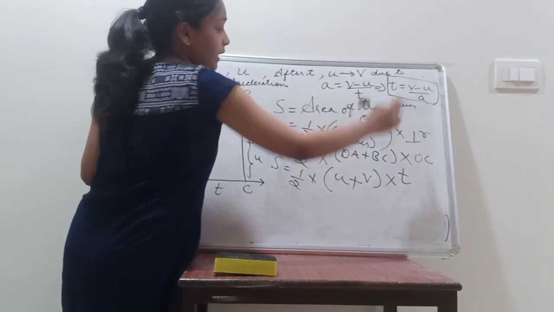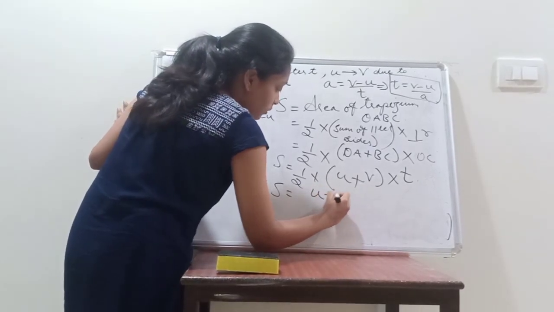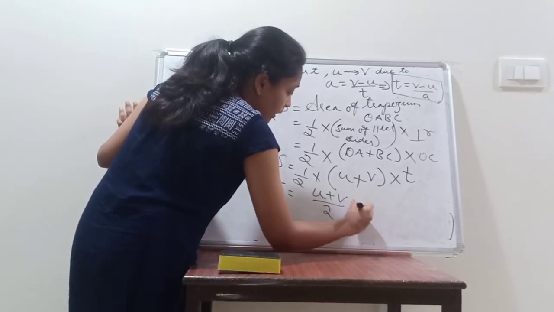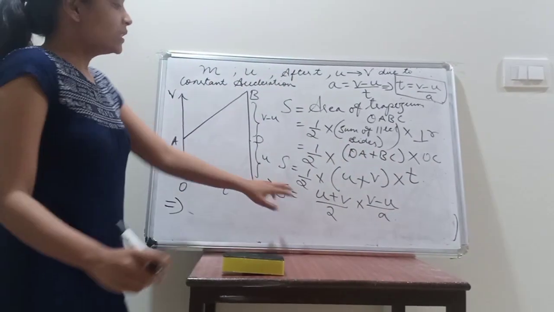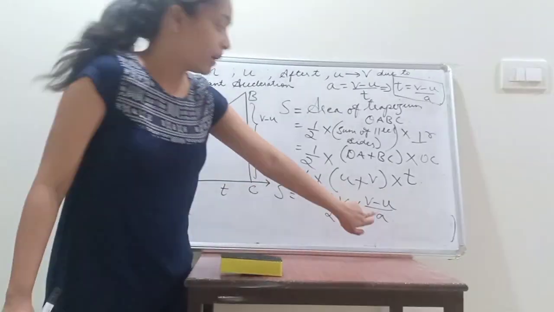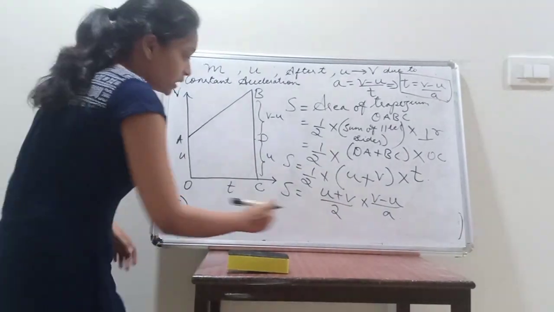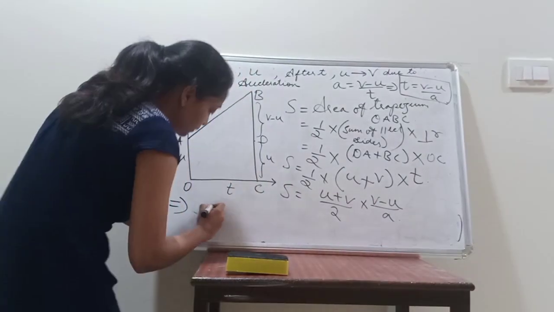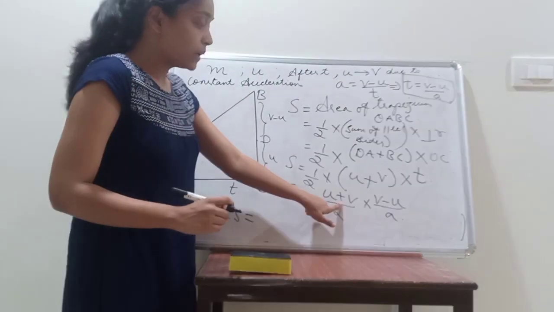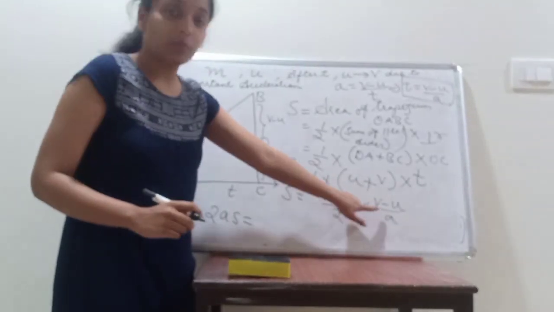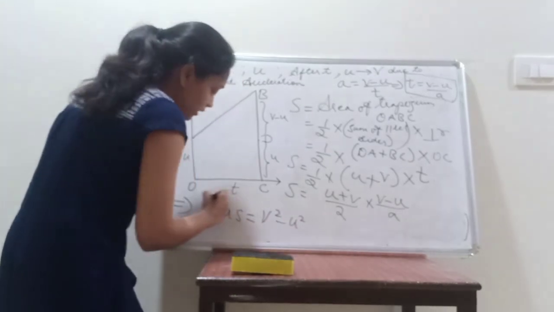Let's substitute the value of T in this equation. We get U plus V by 2 into V minus U by A. Now this is nothing but A plus B into A minus B. The formula is A square minus B square. So if you take 2A to this side, it will become 2AS, and this will be A plus B into A minus B, which is A square minus B square. So it will become V square minus U square.